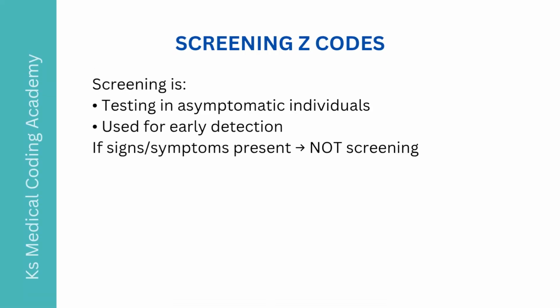Screening Z codes. Screening refers to testing asymptomatic individuals to detect disease at an early stage. For example, screening colonoscopies or screening mammograms. If symptoms are present, the encounter is diagnostic testing, not screening.